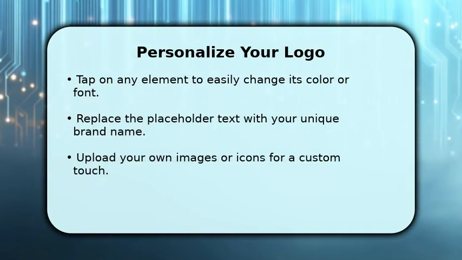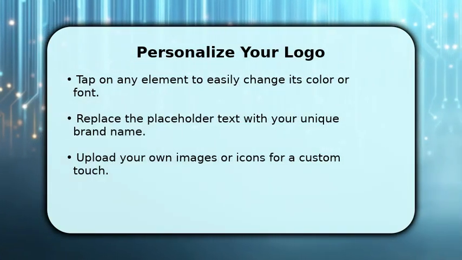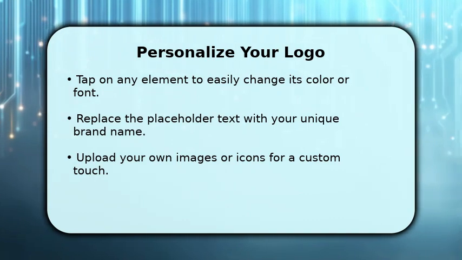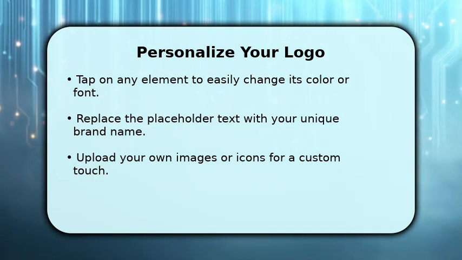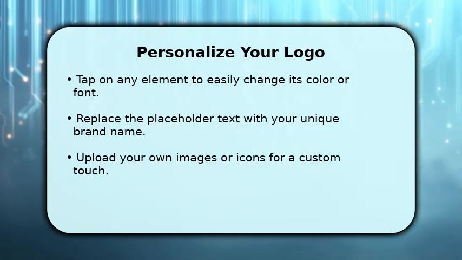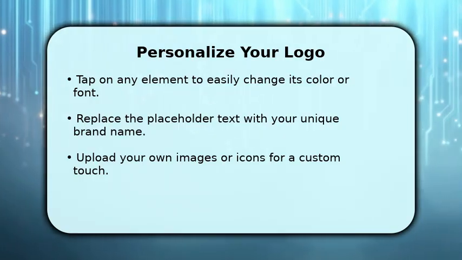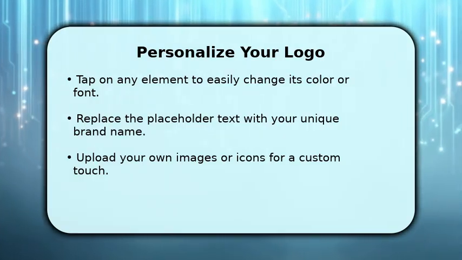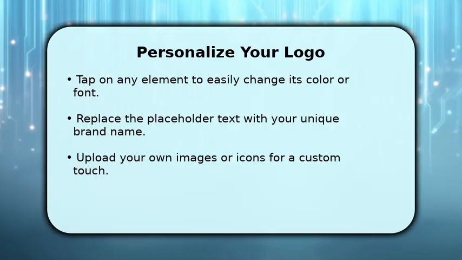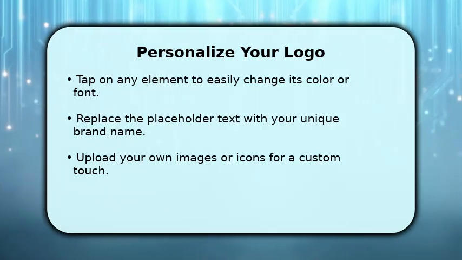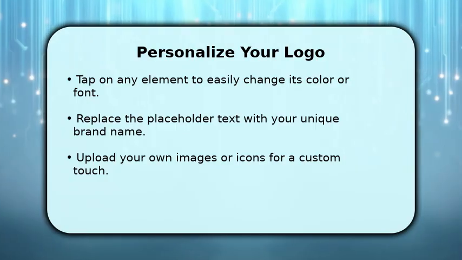Simply tap on any element, like text or shapes, to easily change its color, font, or size. Replace the placeholder text with your unique brand name and any tagline you might have. You can also upload your own images or icons directly from your phone's gallery to add a truly custom touch. Adjust the sizes and positions of elements until your logo looks perfectly balanced.